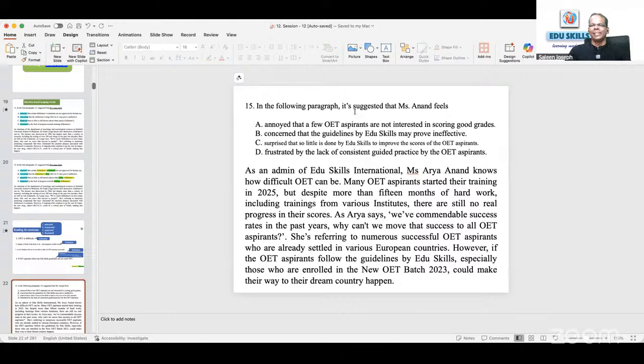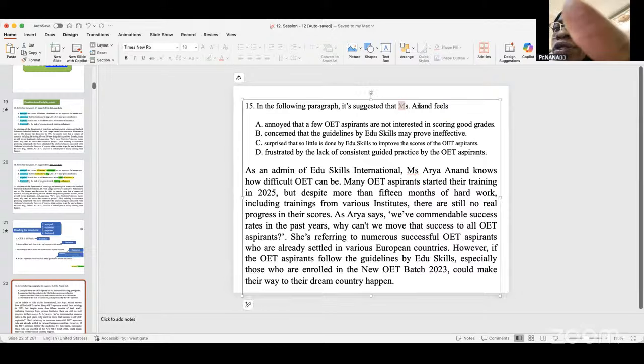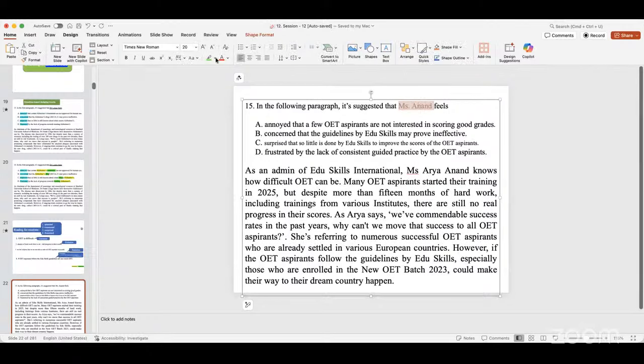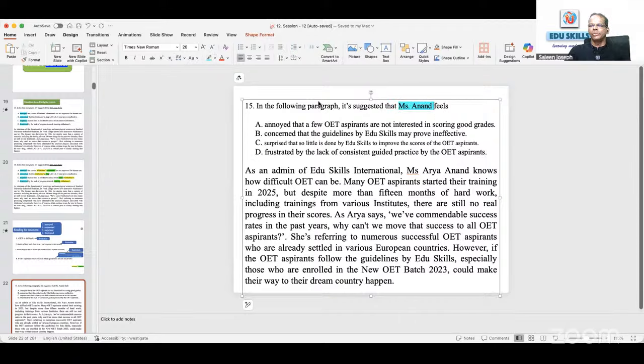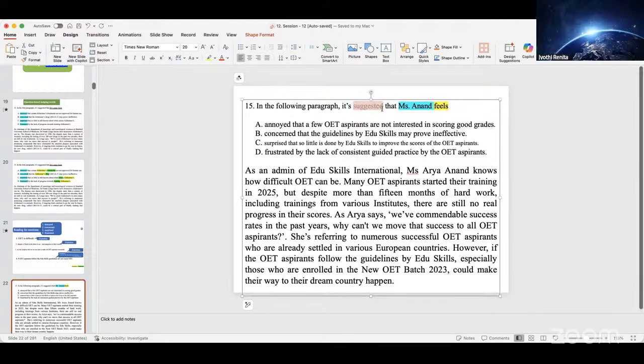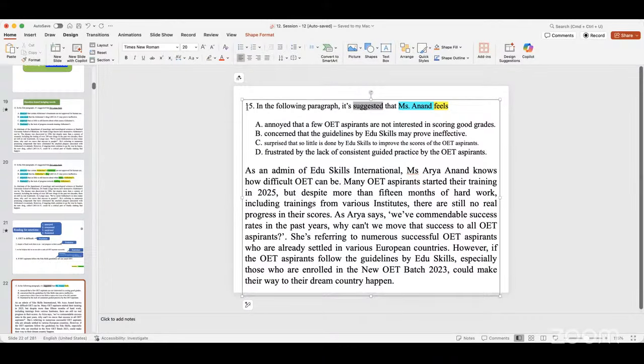Now, in the following paragraph, it is suggested that Miss Anand feels. What are the hedging words? Miss Anand refers to one of our former admins, a senior-most admin. Arya Anand, yeah. Anything else? Feels. Feels, okay. Suggested. Feels, then his opinion. Suggested. Suggested opinion. Okay. In the following paragraph, yes.